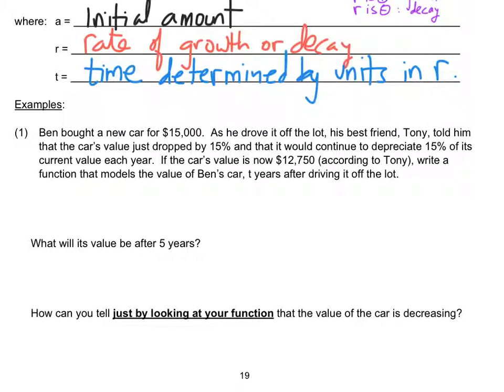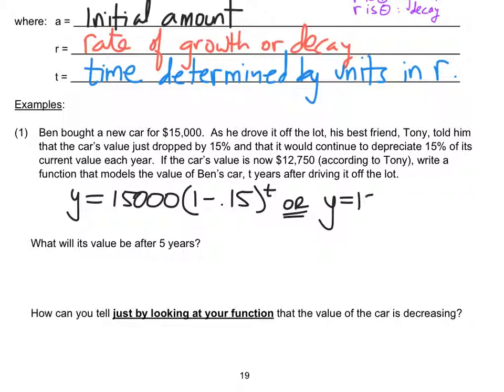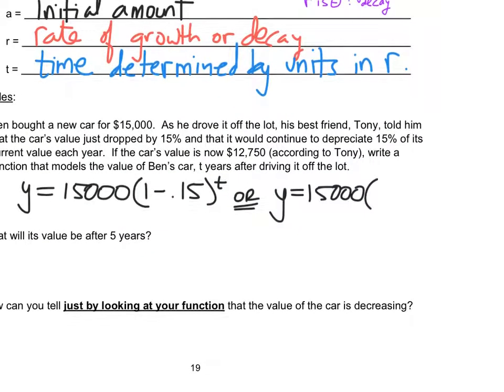All right, anyway, very straightforward. Y is equal to 15,000. It depreciates at a rate of 15% per year, so 1 minus 0.15 to the t, or you might write y equals 15,000 times 0.85 to the t.